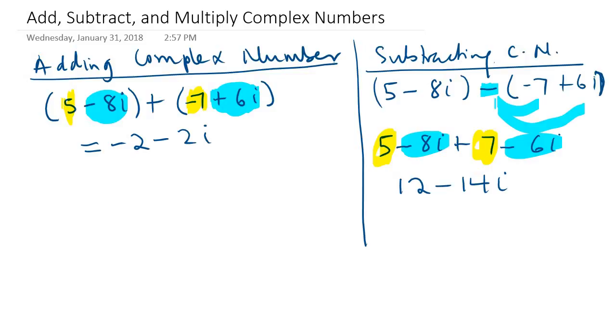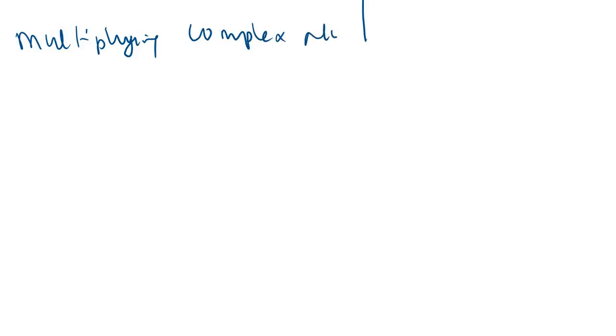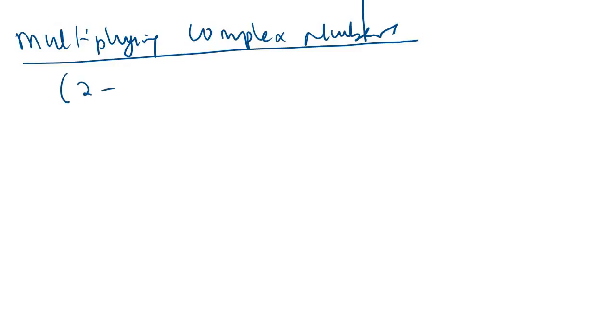Now we go to multiplying. So let's do multiplying complex numbers over here. We're going to do an easy example at first. Let's do one that is not too hard, but we can always do any one. So we do 2 minus 3i times, let's say, 4 plus 2i.